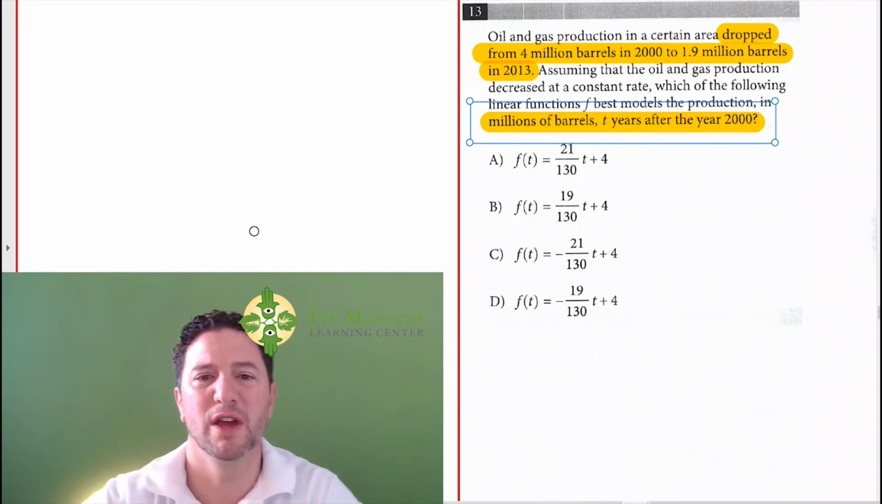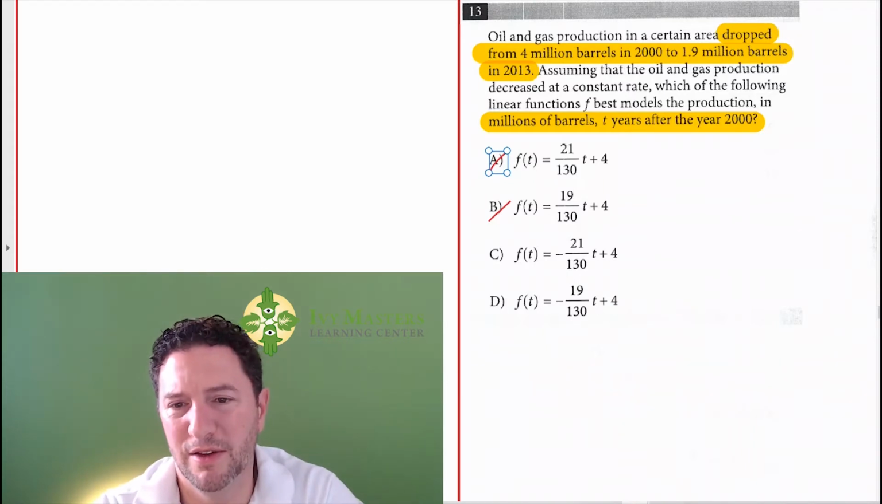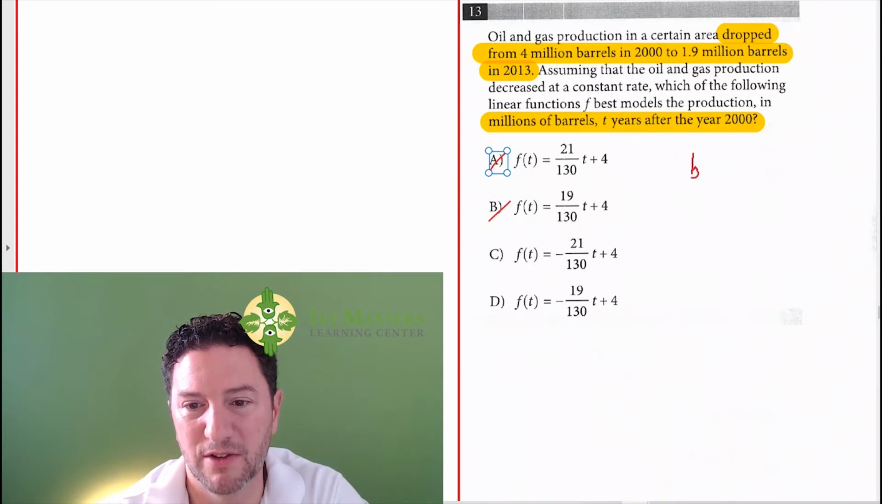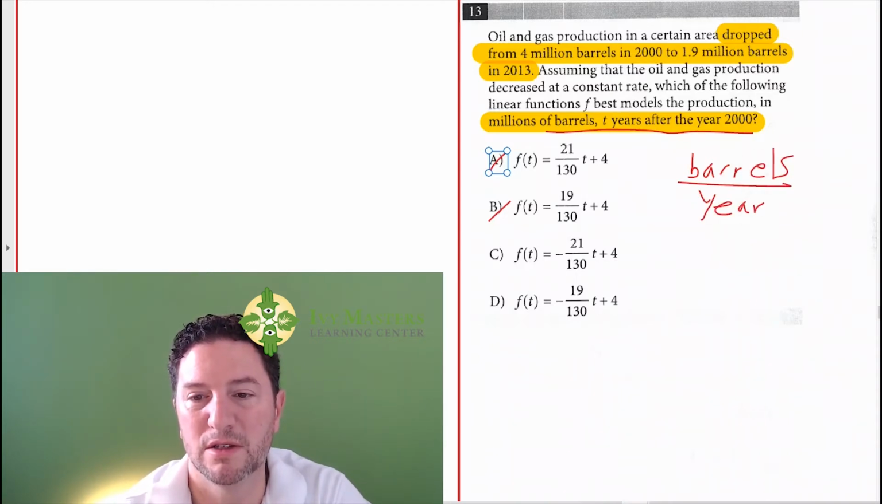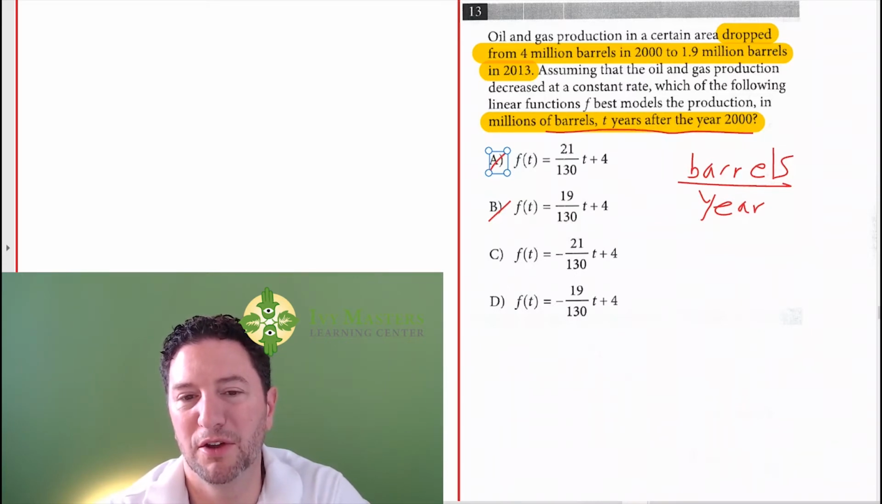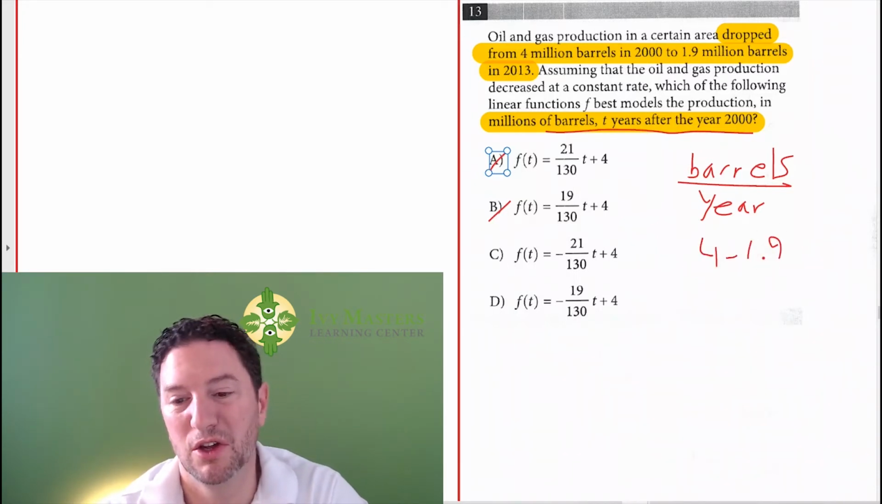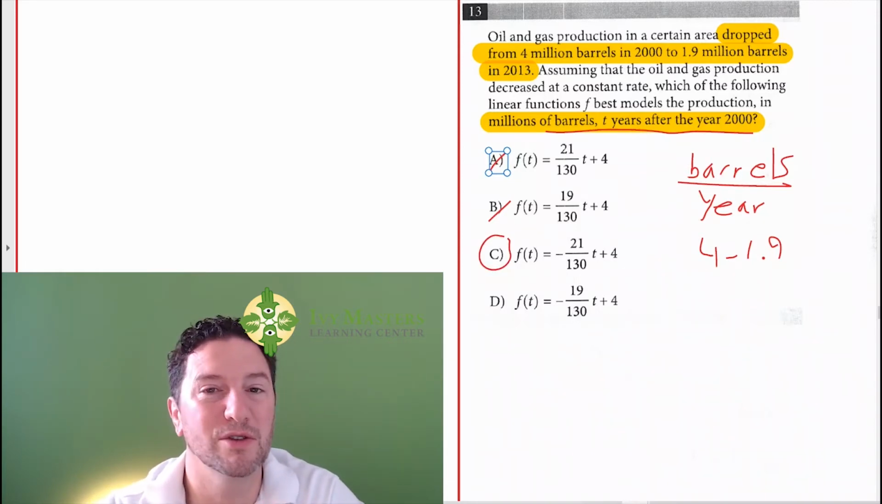So first off, if production dropped, you know you have a negative slope. A and B are gone. And if we did 4 minus 1.9 billion, we know barrels has to be on top because barrels are mentioned first. 2 years after 2000, that's barrels per year. So up top, you know that you're going to be subtracting 4 million barrels minus 1.9 million barrels. And you know that that's going to be 2.1, and it looks like we're moving a decimal. So C is your answer, and you can do that in 5 seconds.